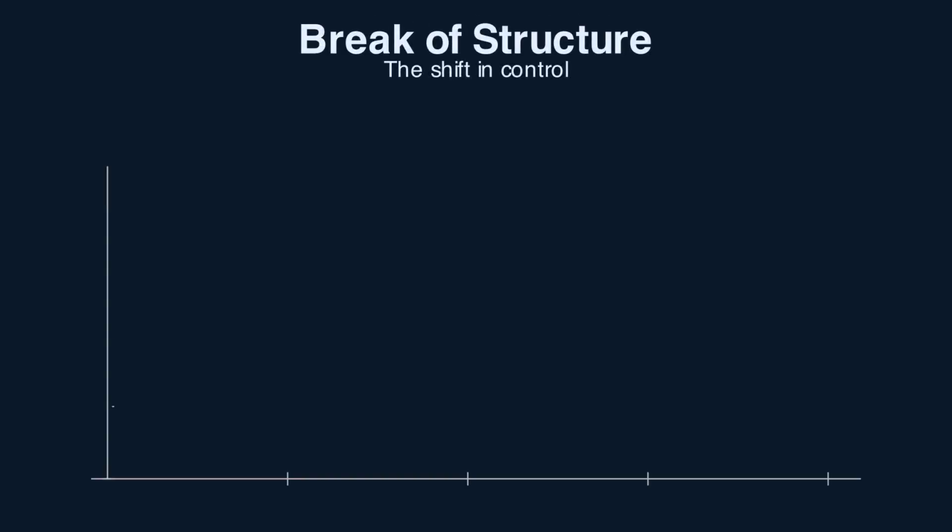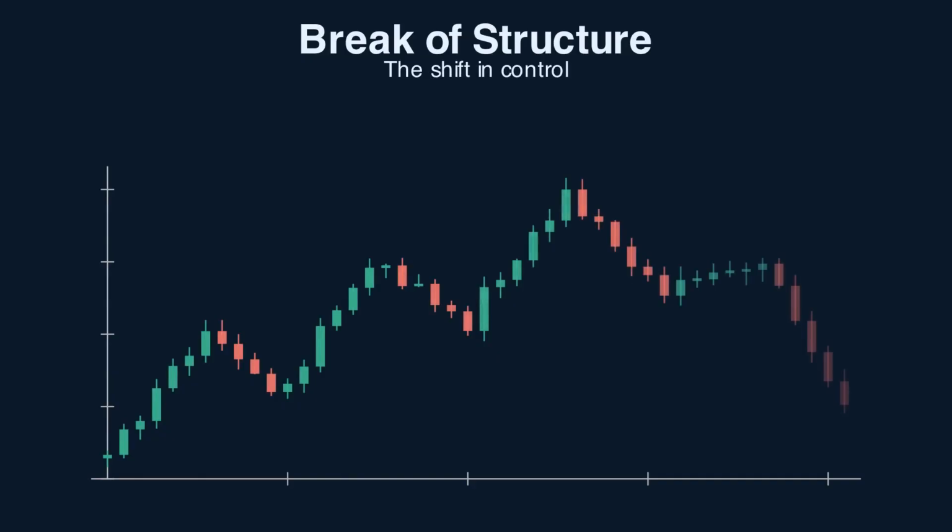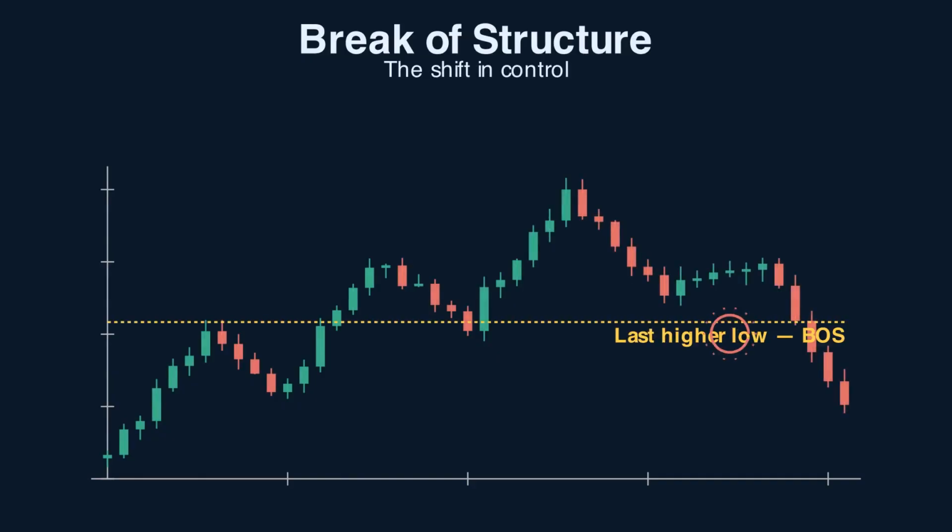Now the shift. In that uptrend, the line in the sand is the most recent higher low. As long as it holds, the trend is intact. But when price closes below that last higher low, it has broken structure, a break of structure or BOS. That's the first objective evidence that control has changed hands. The chain of higher lows is broken, and the path of least resistance may have flipped. The BOS is your structural trigger to stop looking for longs and start respecting the downside.